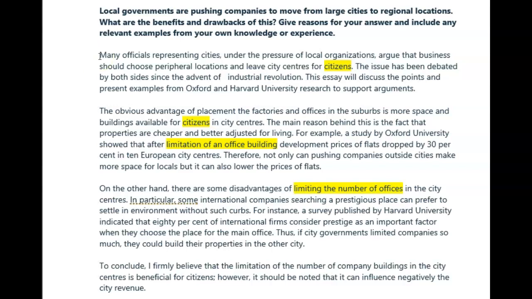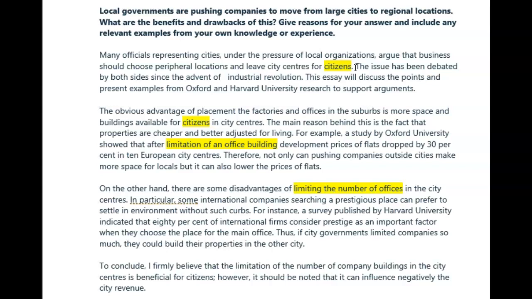So well done. So many officials, here we go, representing cities under the pressure of local organisations argue that business should choose peripheral locations and leave the city centre for citizens. Now, great opening sentence. Now, a few places you've repeated citizens, and so I'm going to suggest maybe you could be using also words like residents, population, what I mean is that people, inhabitants, something like that, instead of always using citizens.